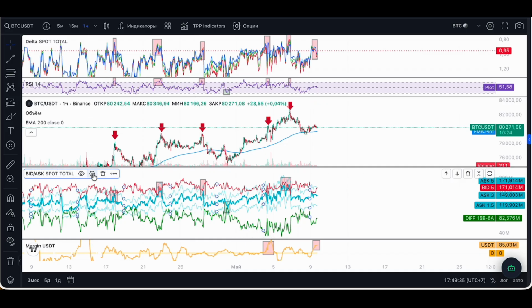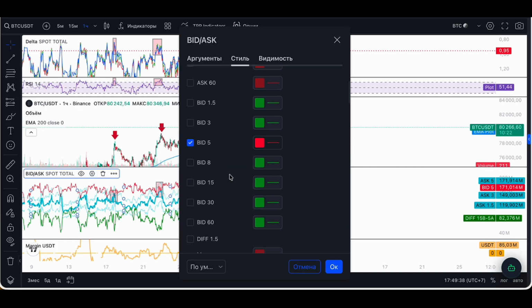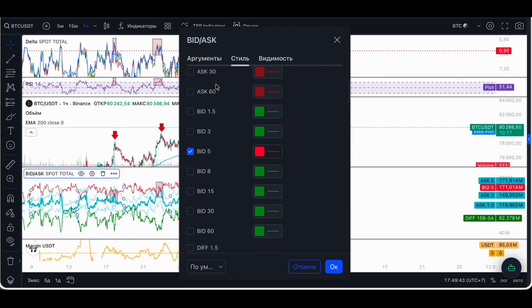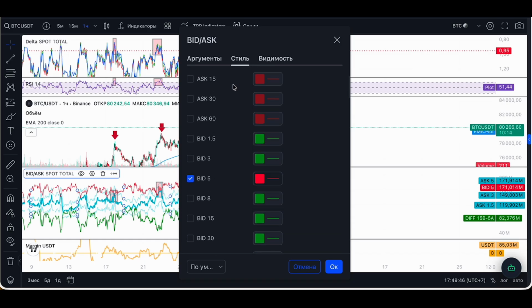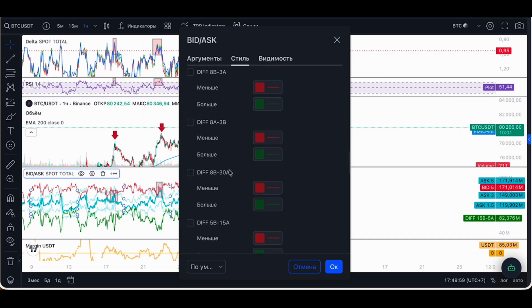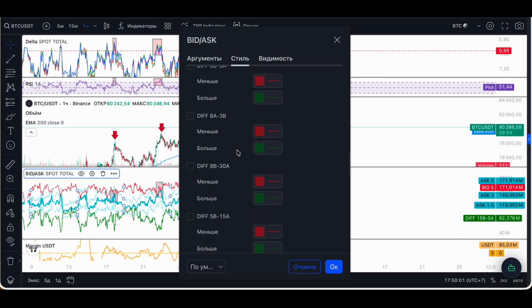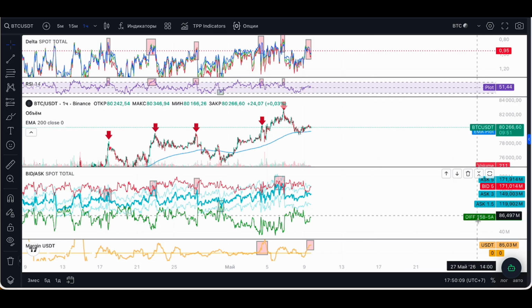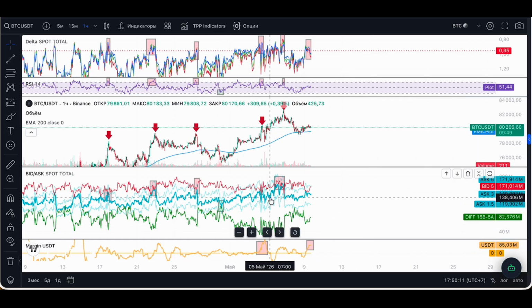Basically, we can set whatever orders or whatever combination that we want. We can set individual ask orders or bid orders on different depth. We can set the difference between bid and ask orders on different depth, and we can set the difference with different combinations of bid orders and ask orders on different depth. So I use only those because they are more representative.